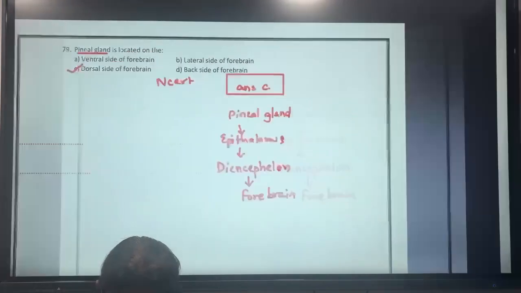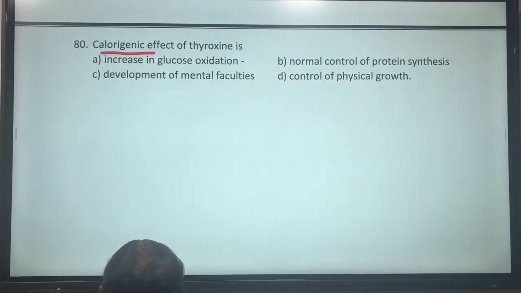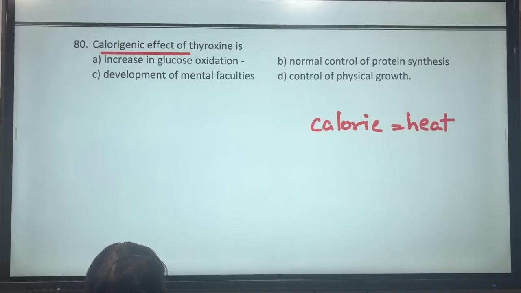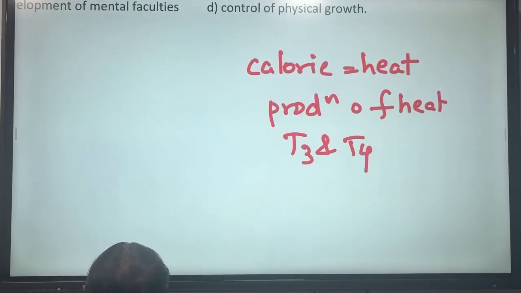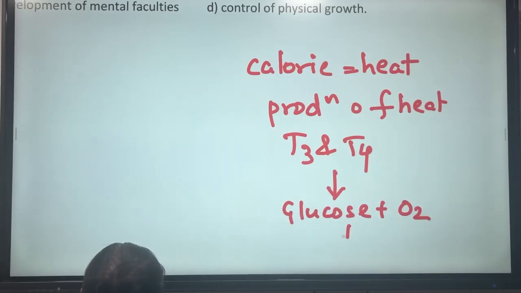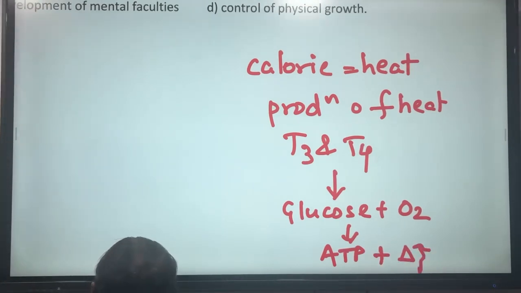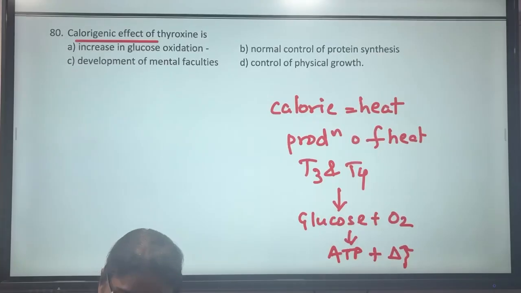Going to 80th question. Caloriegenic effect of thyroxine is. Now what is caloriegenic? Caloriegenic means, calorie is a measurement of heat. So production of heat done by T3 and T4 hormones. How do they produce heat? Glucose plus oxygen forms ATP. But along with ATP, heat is released. Okay, so that release of heat is called the caloriegenic effect of thyroxine.